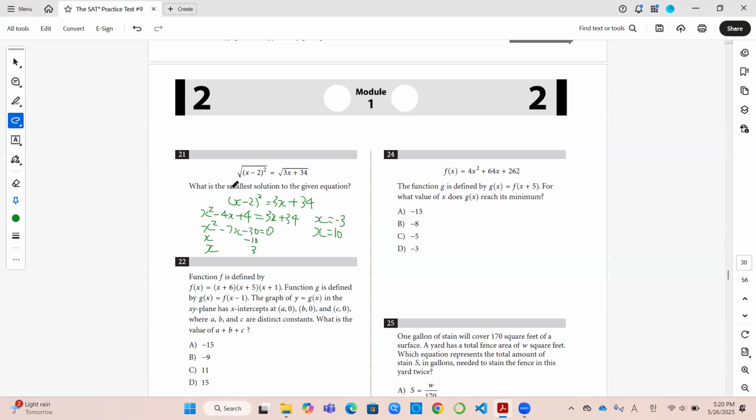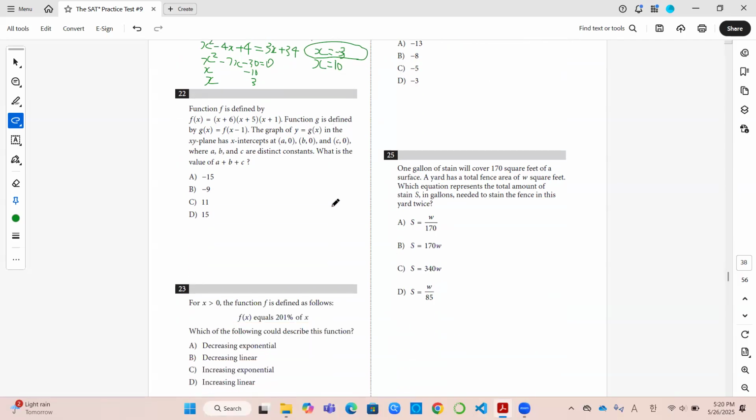The question is asking for the smallest solution. Which of the two solutions here is smaller? Well, obviously the negative 3. So for question 21, minus 3 is the correct answer. Okay, moving on to question number 22.